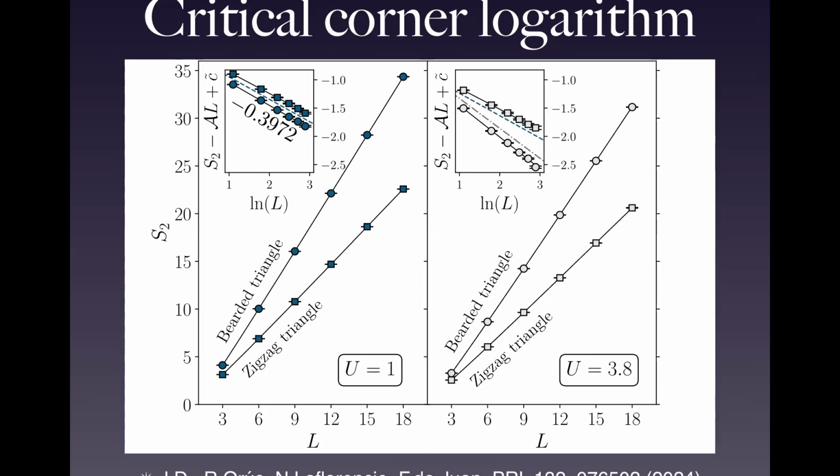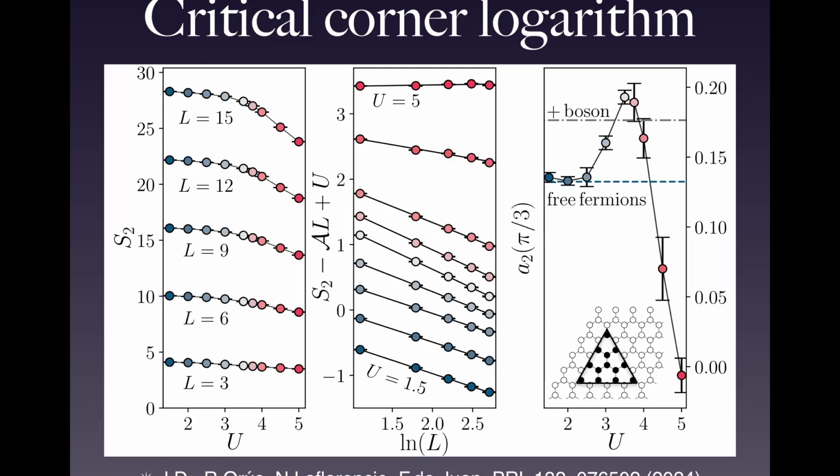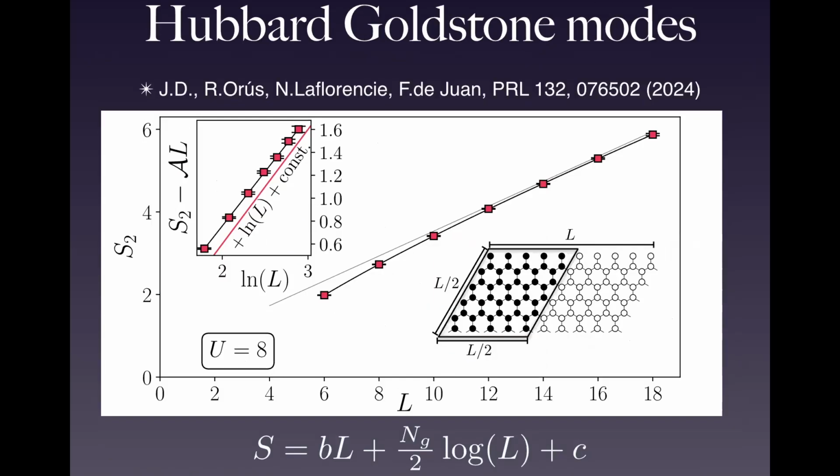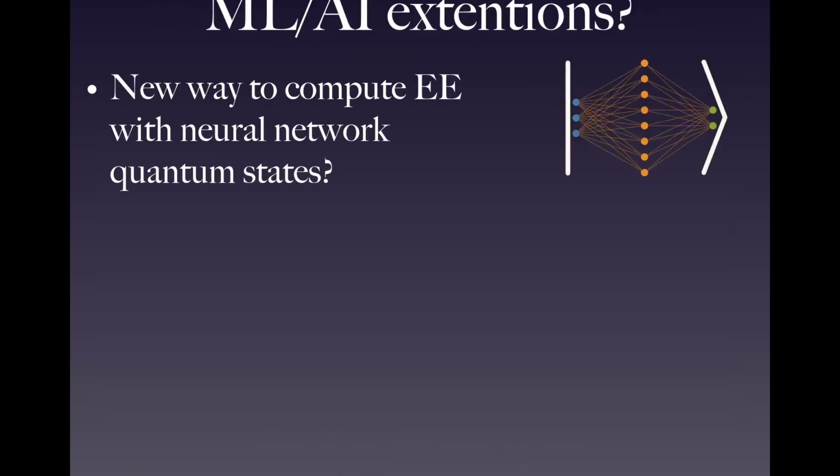At the critical point, one of the triangles shows a larger contribution, indicating more gapless modes appearing at the critical point. For that triangle, we do a full sweep as a function of U, extracting the corner piece at all stages, and it shows rough agreement with there being an extra bosonic mode present at the critical point, which is essentially what is expected. For larger U, you can find a distinct contribution coming from the Goldstone modes present in the Mott insulator.